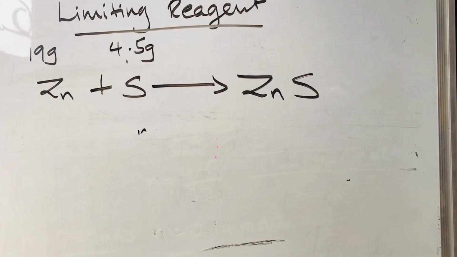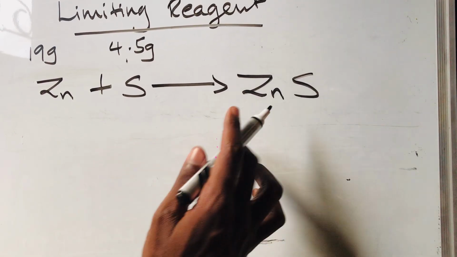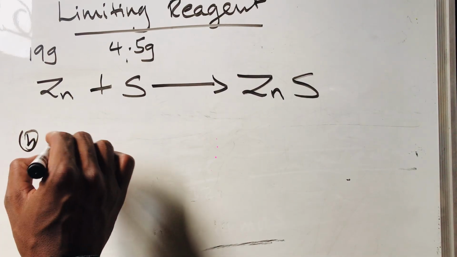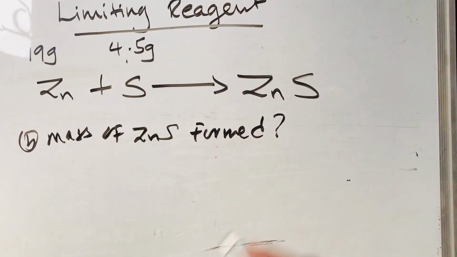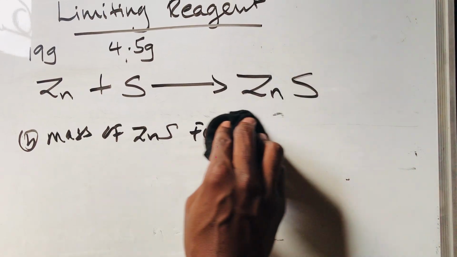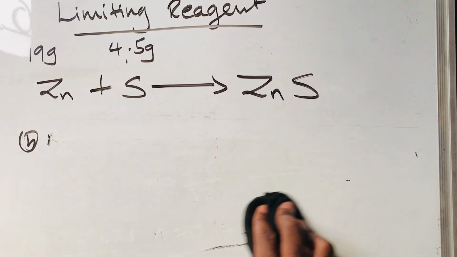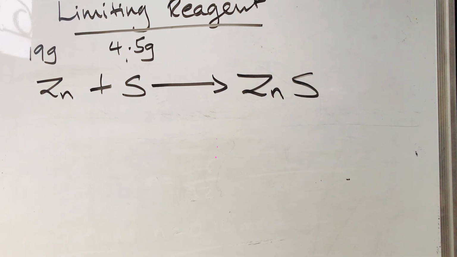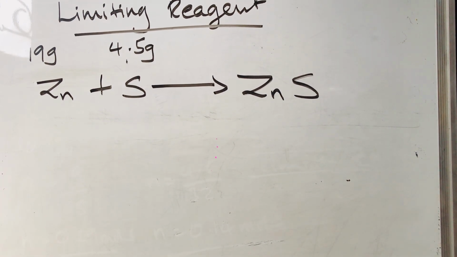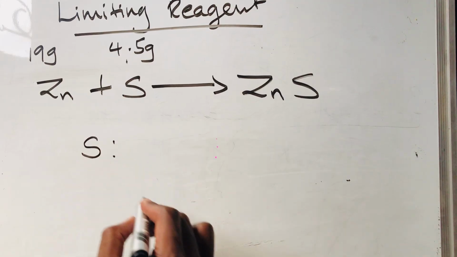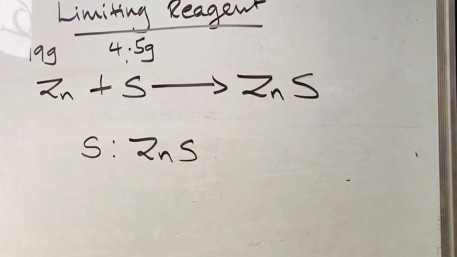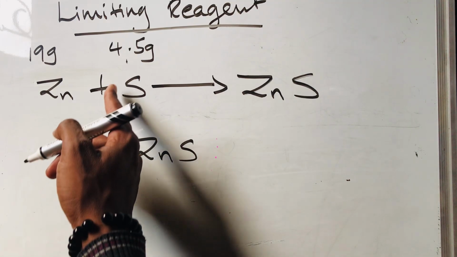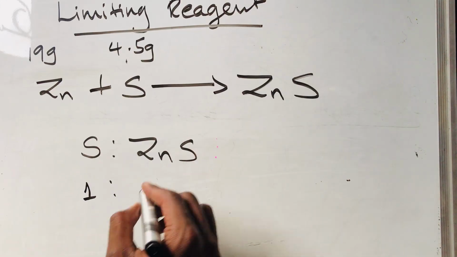Now the next question is asking us to find the mass of zinc sulfide formed. How do we find the mass of zinc sulfide formed? What you should know is that the limiting reactant or limiting reagent determines how much of the product is going to be formed. So sulfur, because it is the limiting reagent, is going to determine how much zinc sulfide is formed. What are their mole ratios or balancing figures? There's 1 here, so we say 1. Here we've got 1 as well.